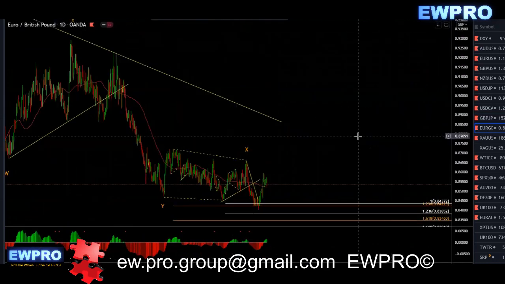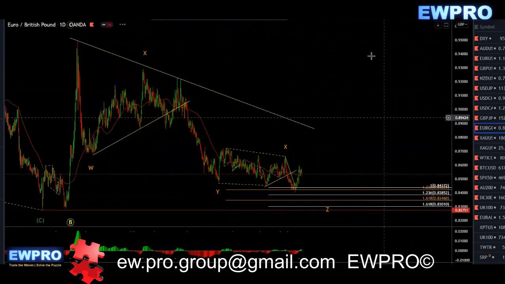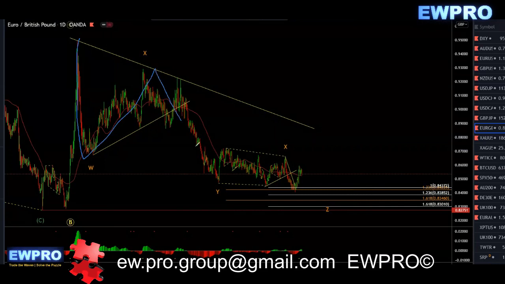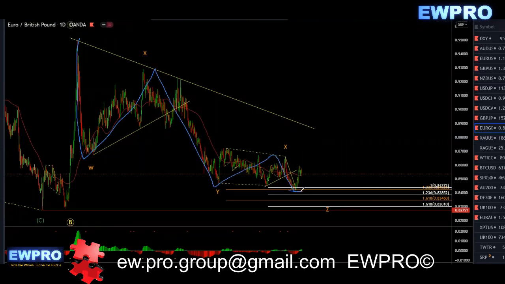EG on the daily, looking at WXY, X2, wave Z down. It bounced off that first target, the 123.6, and we've got a nice impulse up with the cross.